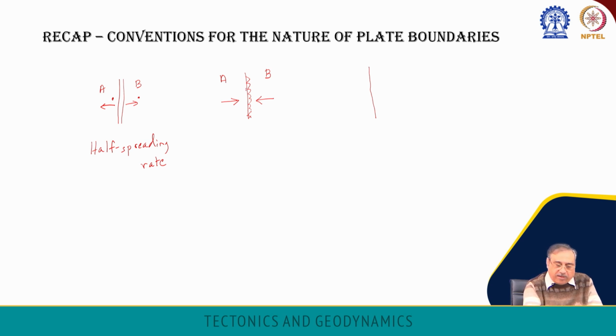Now, if you remember what this means, these triangles indicate the direction in which one of the plates is subducting. In this case, the triangles always point in the direction of the overriding plate. So, in this case, B is what we call the overriding plate, and A is my subducting plate.